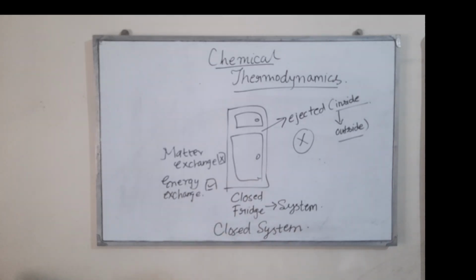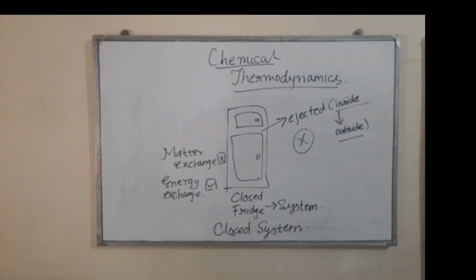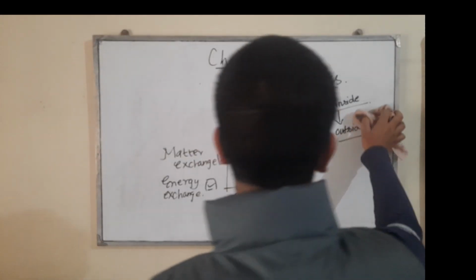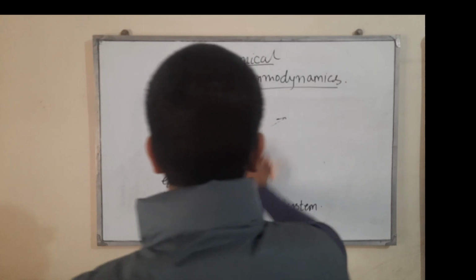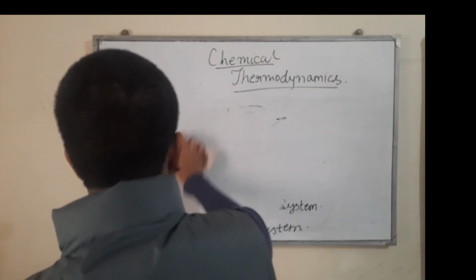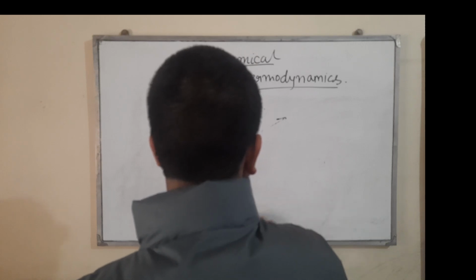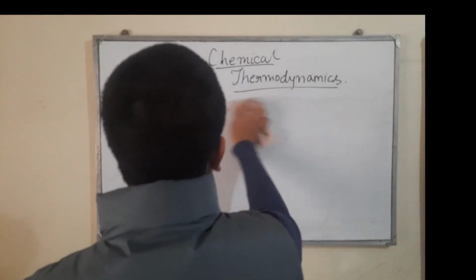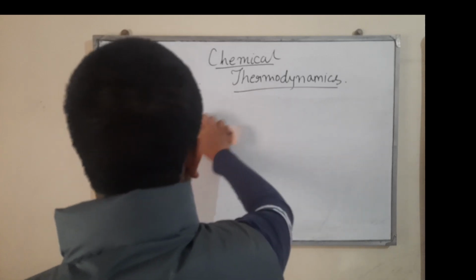Okay, I hope you were able to understand. Think about it intuitively. Explore other examples around you. A cup of tea maybe. Matter exchange? Yes, possible. Energy exchange also possible. So yes, it's an open system. A cup of tea is an open system.